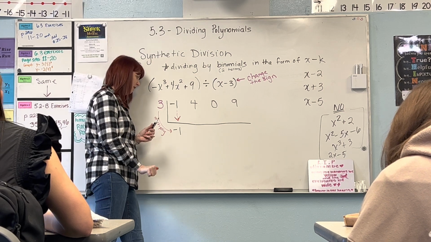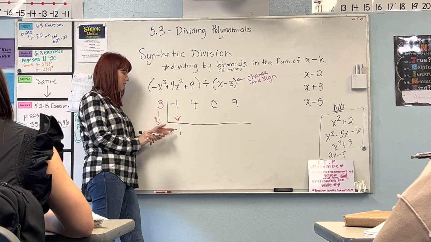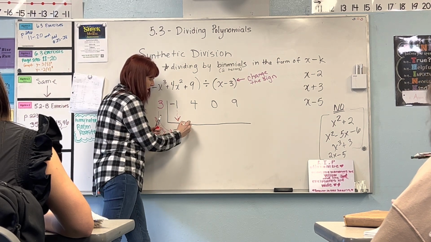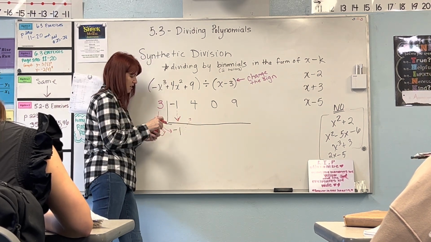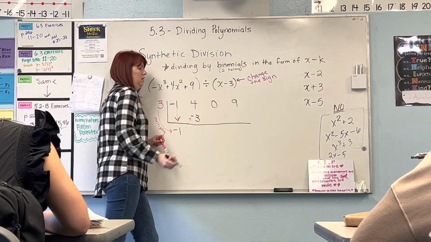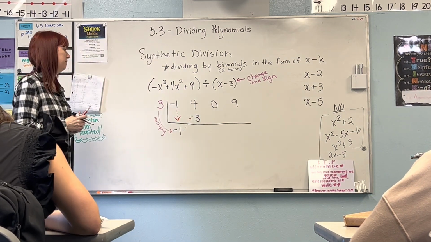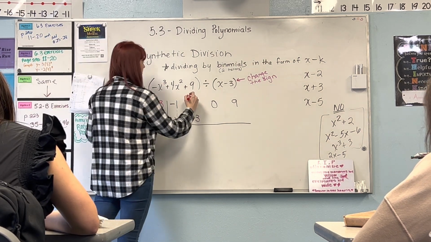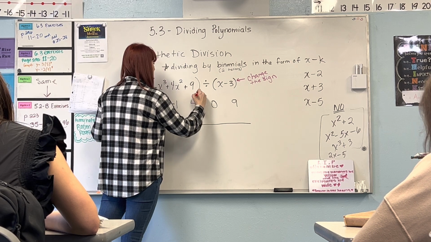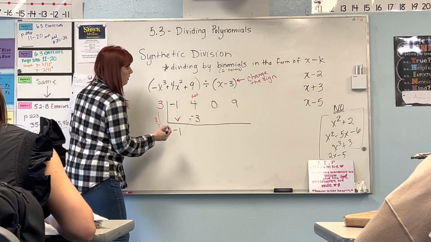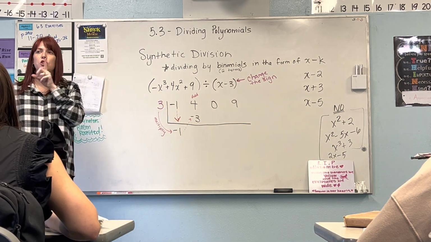Then we multiply. So -3, and you put it up there, like a little circle. And then you add. Have we done this before? Yes, in Algebra 1. This is negative 12. Then you add, so it's 1, and then you do it again, and then you do it again.